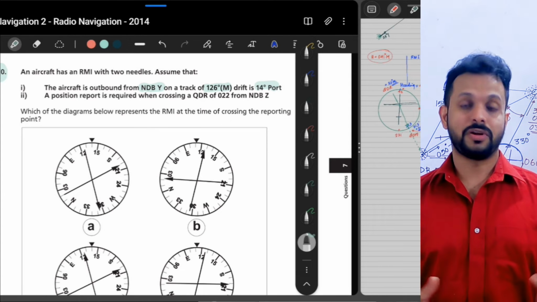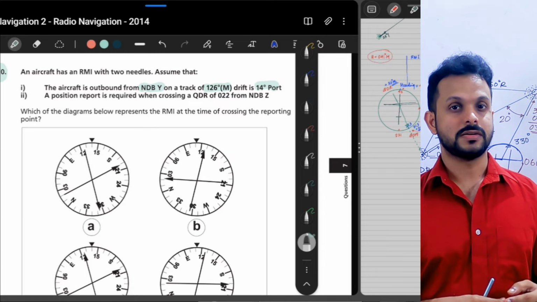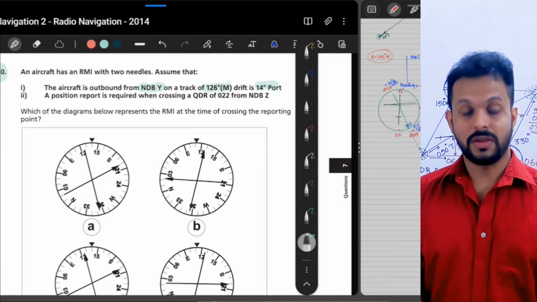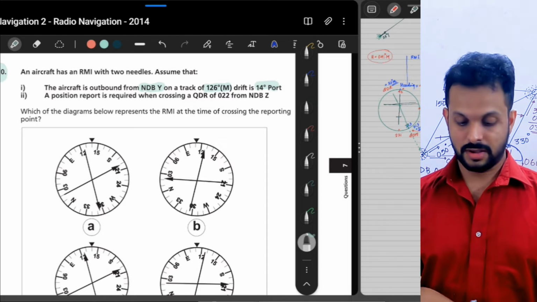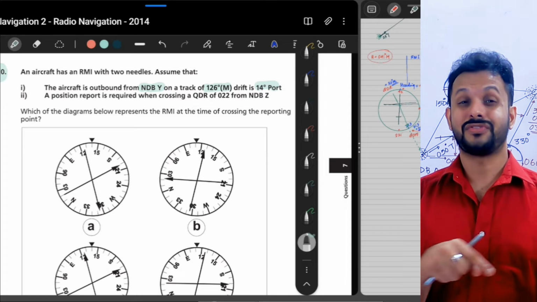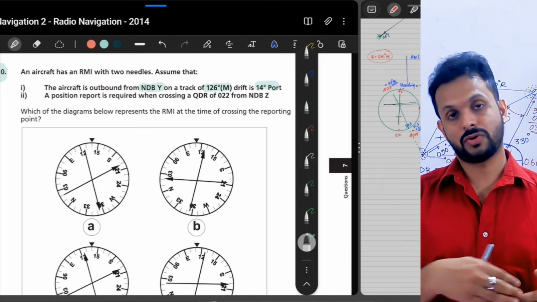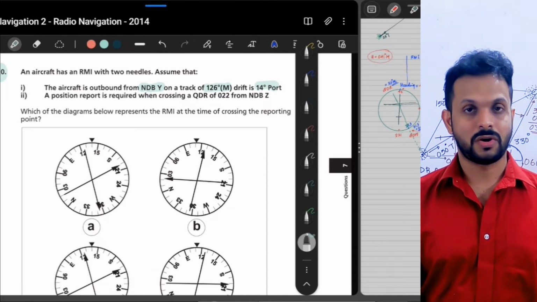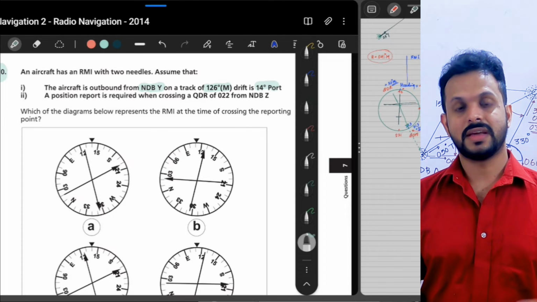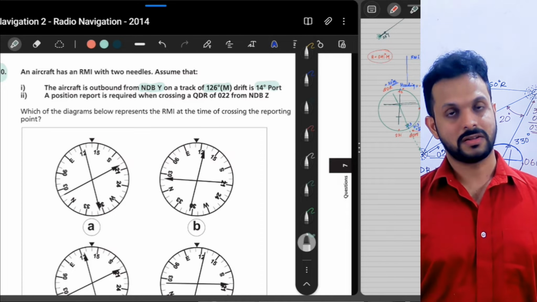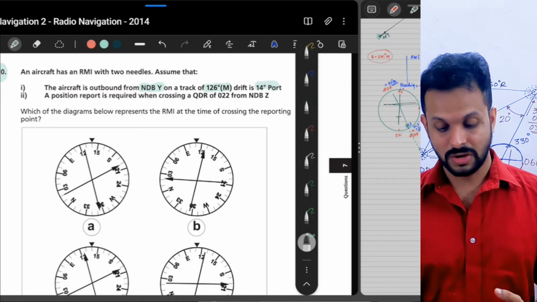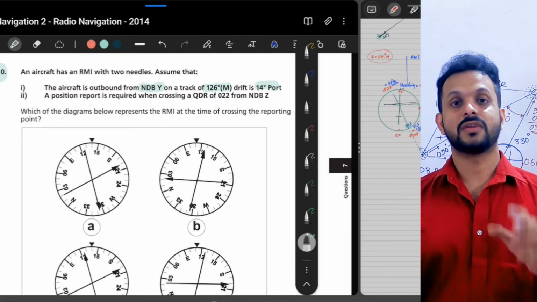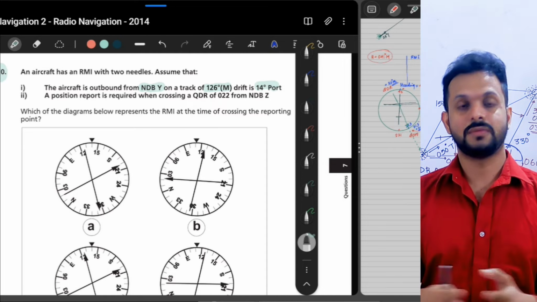We have another NDB, that is NDB Z, and you're supposed to report when you cross the QDR of 22 degrees. So QDR is basically the magnetic track now from the NDB Z. So when you cross the 22 degrees track from the NDB, if it was a VOR, we could have probably called it a radial, but here it is the NDB, so it's more appropriately called the QDR, the magnetic track from the station of 22 degrees. As you cross it, you're supposed to give a report. Looking at 2 different NDBs here, 1 RMI indication, RMI dial with 2 different needles.